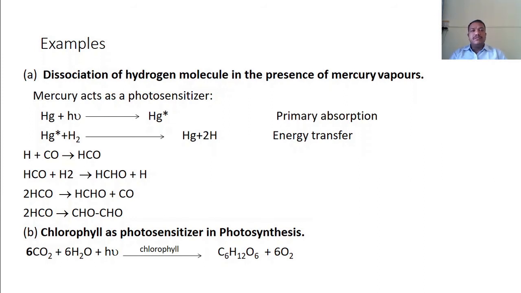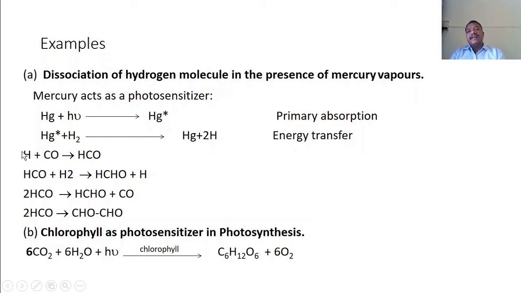Dissociation of hydrogen molecule in the presence of mercury vapors. Mercury acts as a photosensitizer here. A hydrogen molecule, when exposed to light, doesn't dissociate to hydrogen atoms. However, when this hydrogen molecule is exposed to light in the presence of a photosensitizer such as mercury, the hydrogen molecule is dissociated to hydrogen atoms. Mercury on exposure to light gets activated. The activated mercury atom transfers its energy to the hydrogen molecule. Thus, the hydrogen molecule gets dissociated to hydrogen atoms.